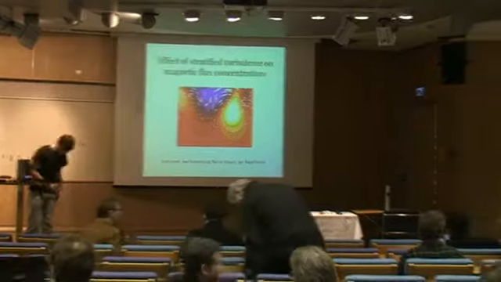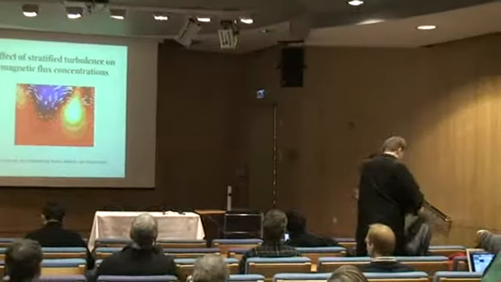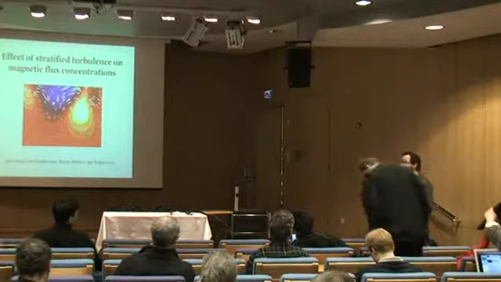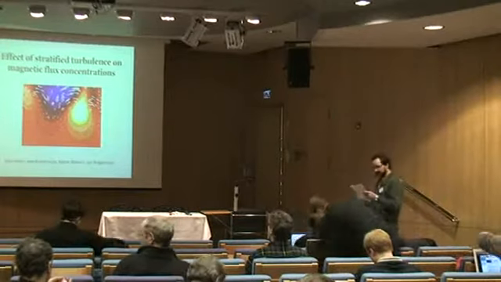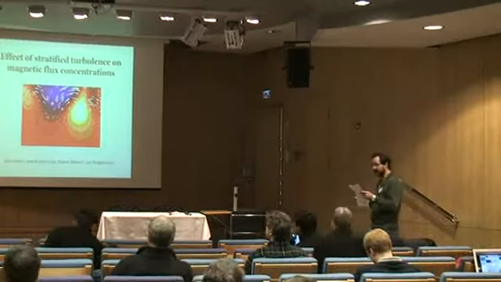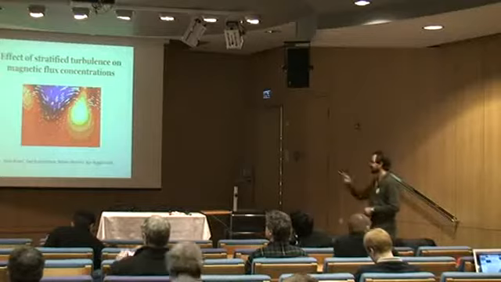As you have noticed by now, Günther Rüdiger can't come, unfortunately, so we'll start with Kuhn Krümmer and the negative magnetic pressure effect in stratified turbulence.